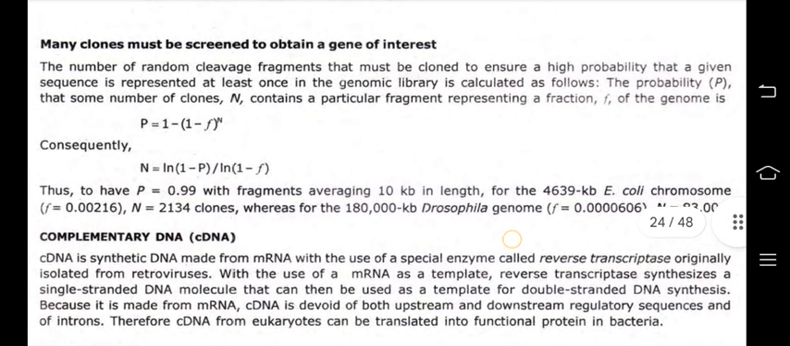The number of random cleavage fragments that must be cloned to ensure a high probability that a given sequence is represented at least once in the genomic library is calculated as follows. Probability P that some number of clones N contains a particular fragment representing a fraction F of the genome: P = 1 - (1 - F)^N.